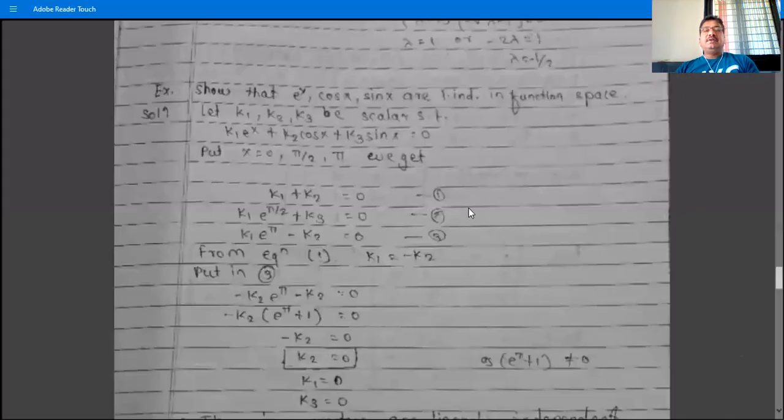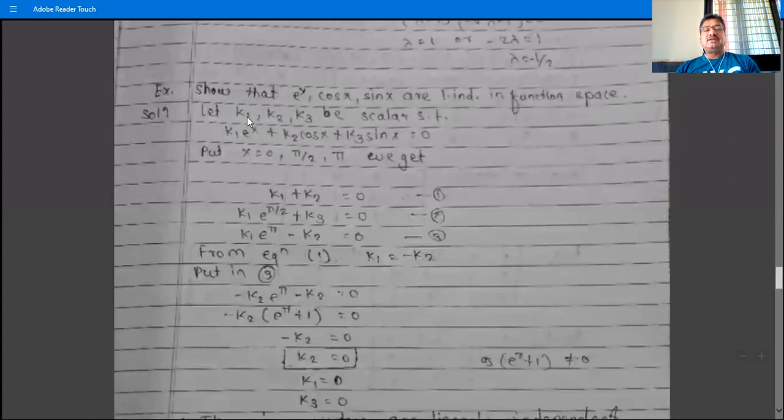Next example of linearly dependent and independent types: show that e raised to x, cos x, sin x are linearly independent in function space. So we have to determine whether these three vectors are linearly independent. We have to show these three vectors are linearly independent. So there are three vectors.